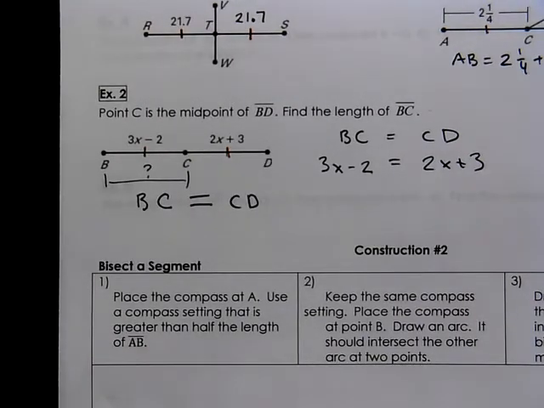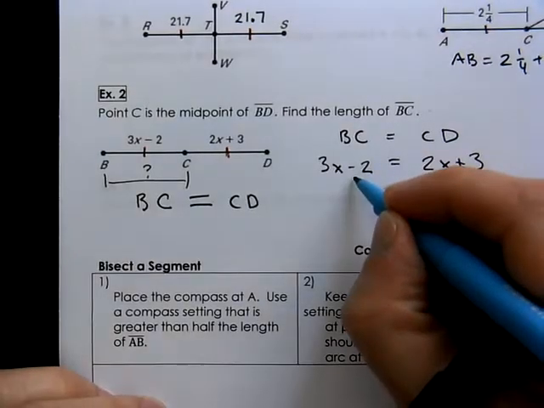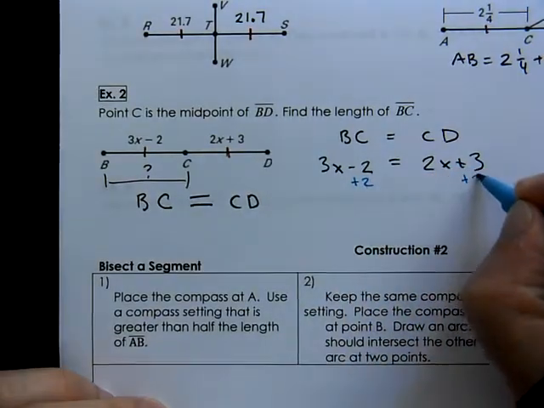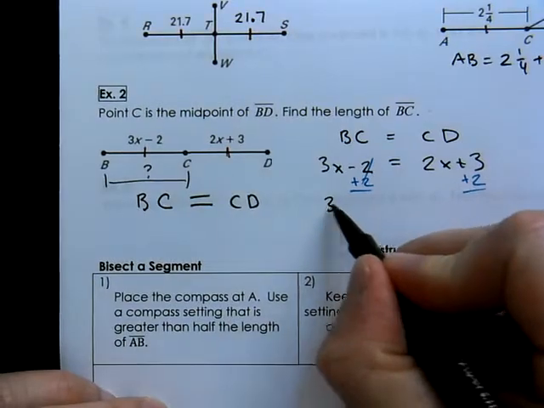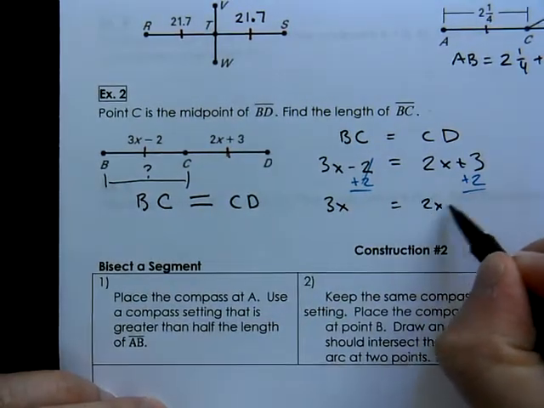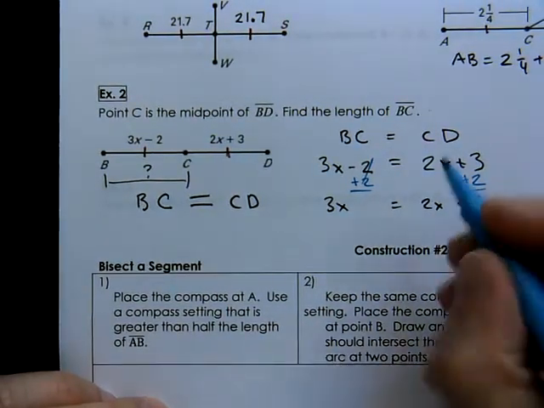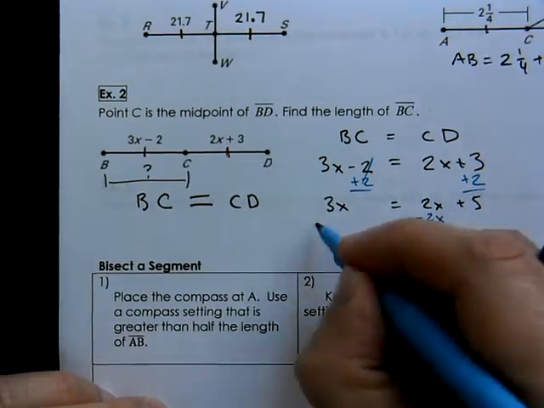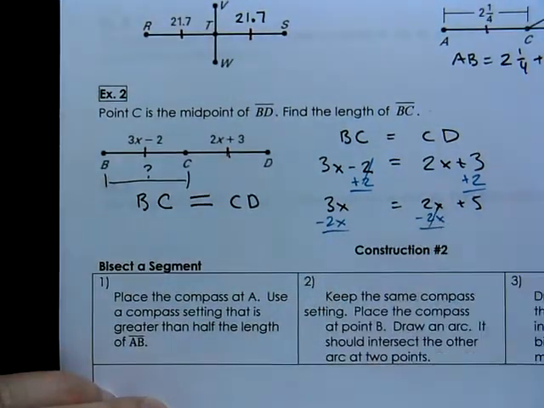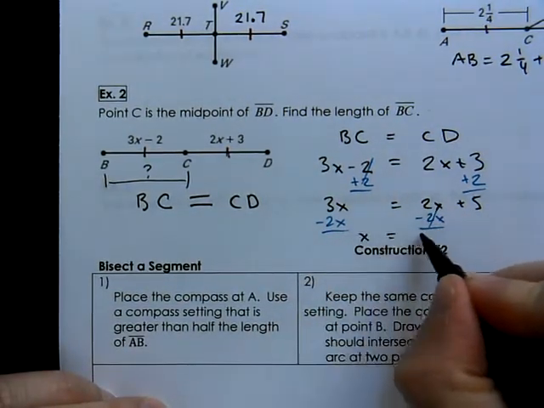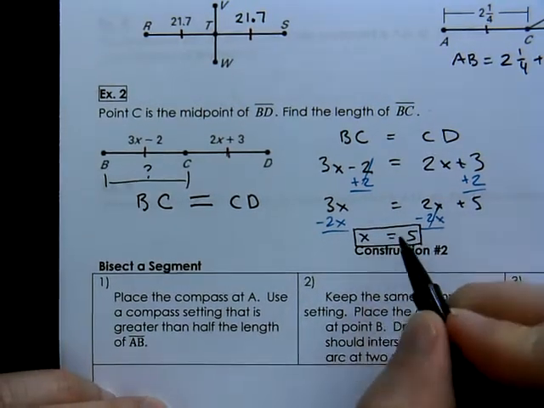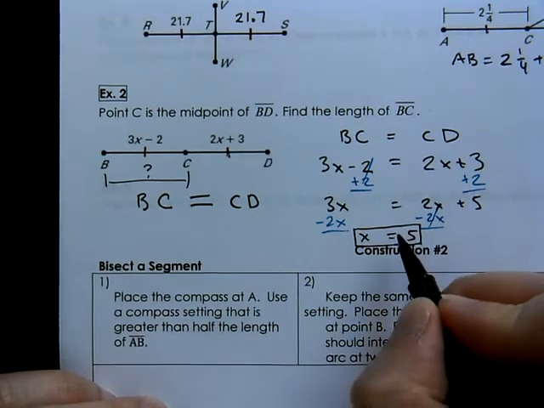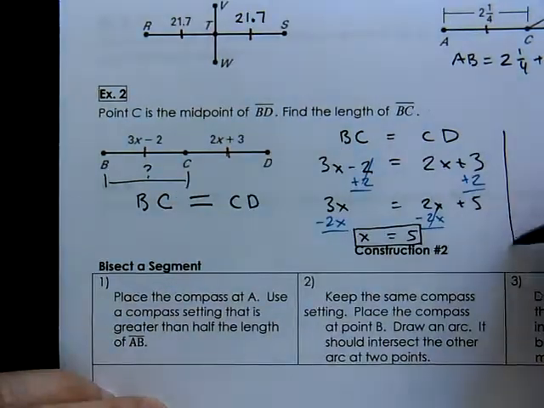I am going to start by moving my constant terms to the right-hand side. So we have 3x equals 2x plus 5. I'll move my terms with x to the left-hand side. So we get x equals 5. Again, that's not the final answer, but that's a key step so that we can then take that value and plug it back in.